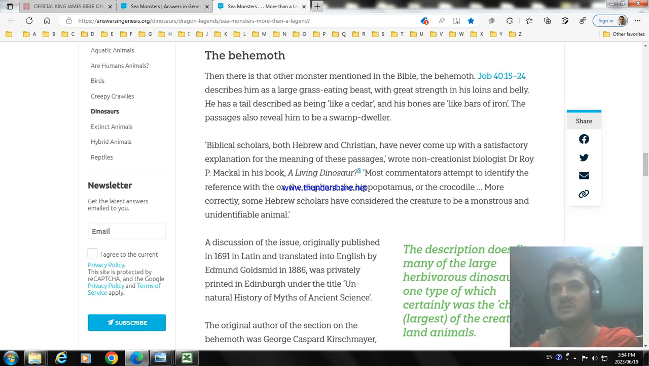Scholars, both Hebrew and Christian, have never come up with a satisfactory explanation for these passages. What they describe, wrote the creationist biologist Dr. Roy P. Mackal in his book A Living Dinosaur, is a living dinosaur. Scholars have attempted to identify the behemoth as the ox, the elephant, the hippopotamus, or the crocodile.